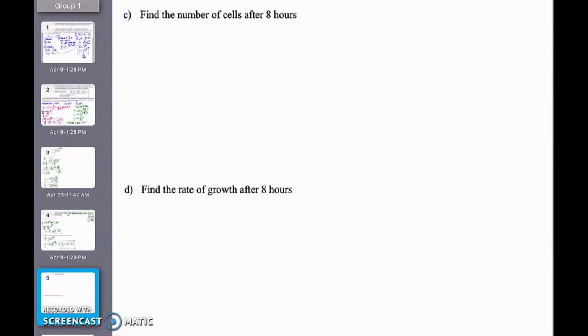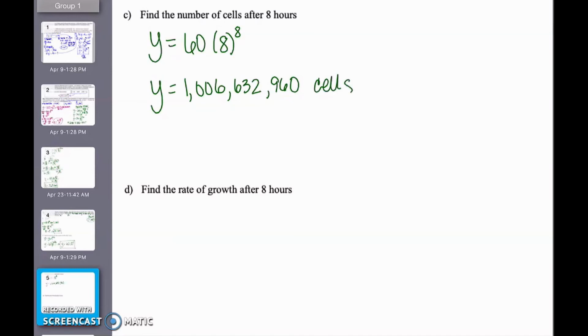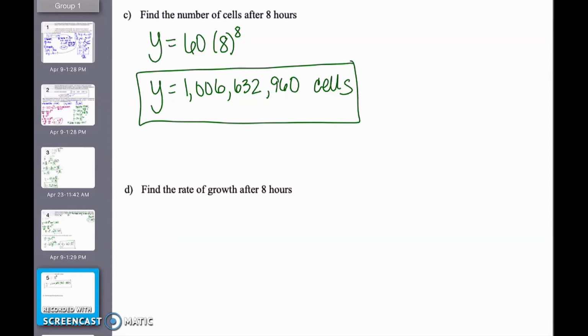Now we're going to use our model. Part C asks us to find the number of cells after 8 hours. So just plug in 8 for t. So y is going to be equal to 60 times 8 to the 8th power. You grab your calculator. It's a big number. y is equal to 1,006,632,960 cells, right? That's the number of cells after 8 hours.